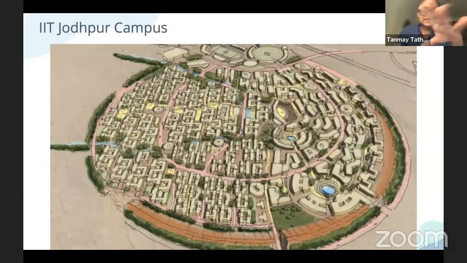So all of this is open to you, available to you. The thinking process is what I have explained. Look at climate, look at simple strategies, then model them in your energy simulation software. That will give you the energy performance index, and then you optimize that.